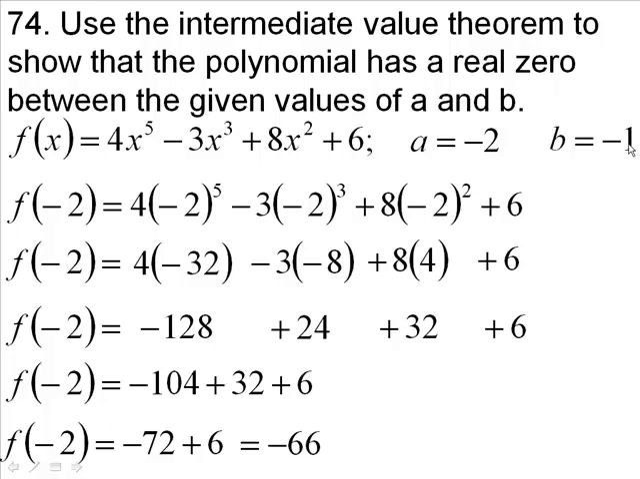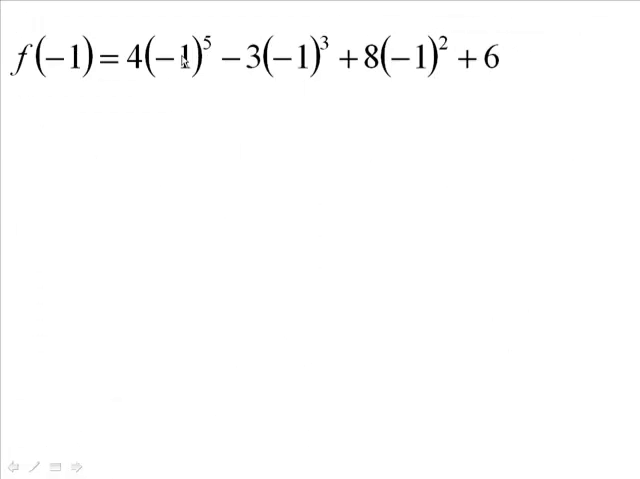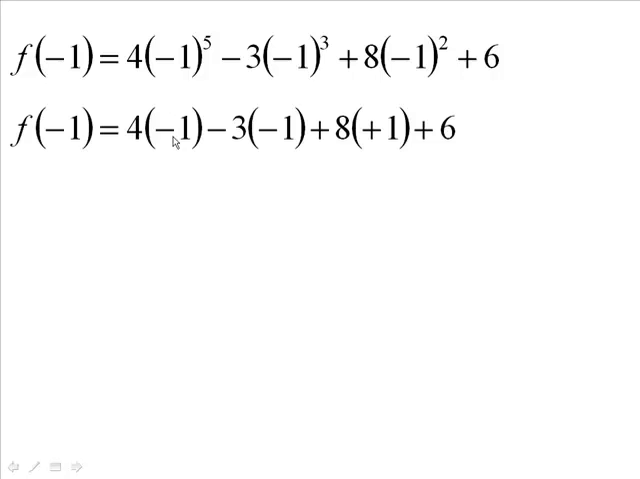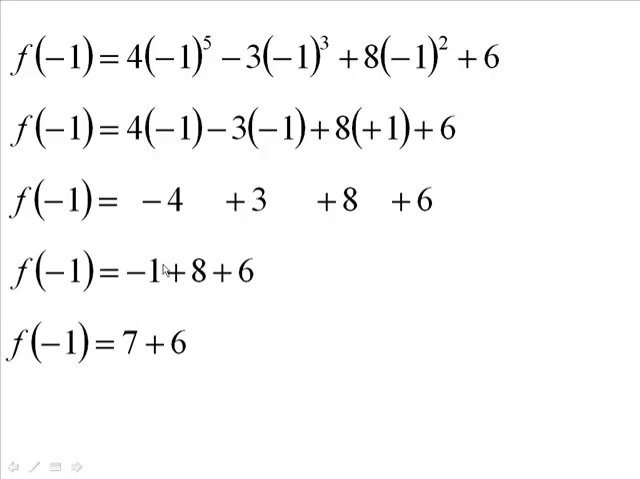Now let's find f of minus 1. We're going to have negative 1 to the fifth, negative 1 cubed, negative 1 squared, and then 6. So we got negative 1 to the fifth power is negative 1, negative 1 cubed is negative 1, negative 1 squared is 1. Bring down the 6. We got 4 times minus 1, minus 4. Negative 3 times negative 1, plus 3. 8 times 1 is 8. Bring down the 6.